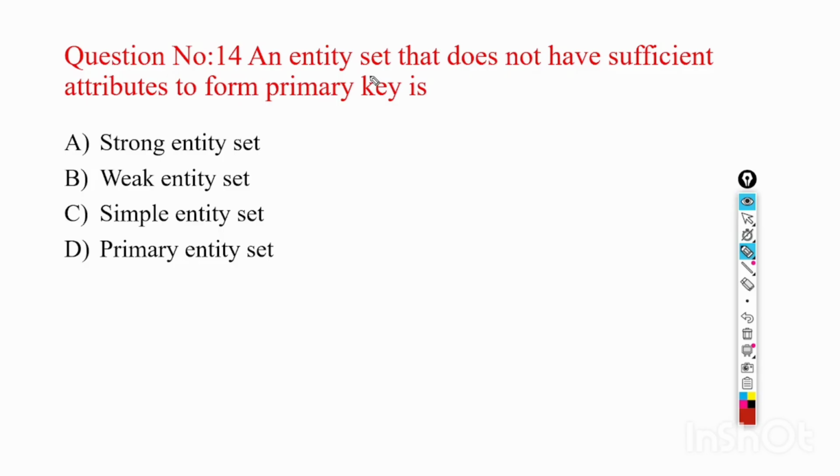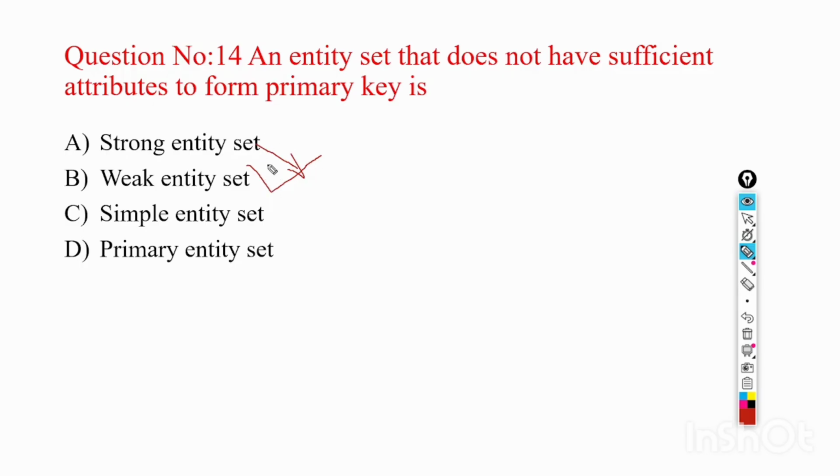Moving to the next question. Question number 14. An entity set that does not have sufficient attributes to form a primary key is what? Strong entity set, weak entity set, simple entity set, or primary entity set. If they want 4 attributes but they have only 1 attribute, that is not sufficient for a primary key. An entity set that does not have sufficient attributes we call a weak entity set. The correct answer for this question is weak entity.